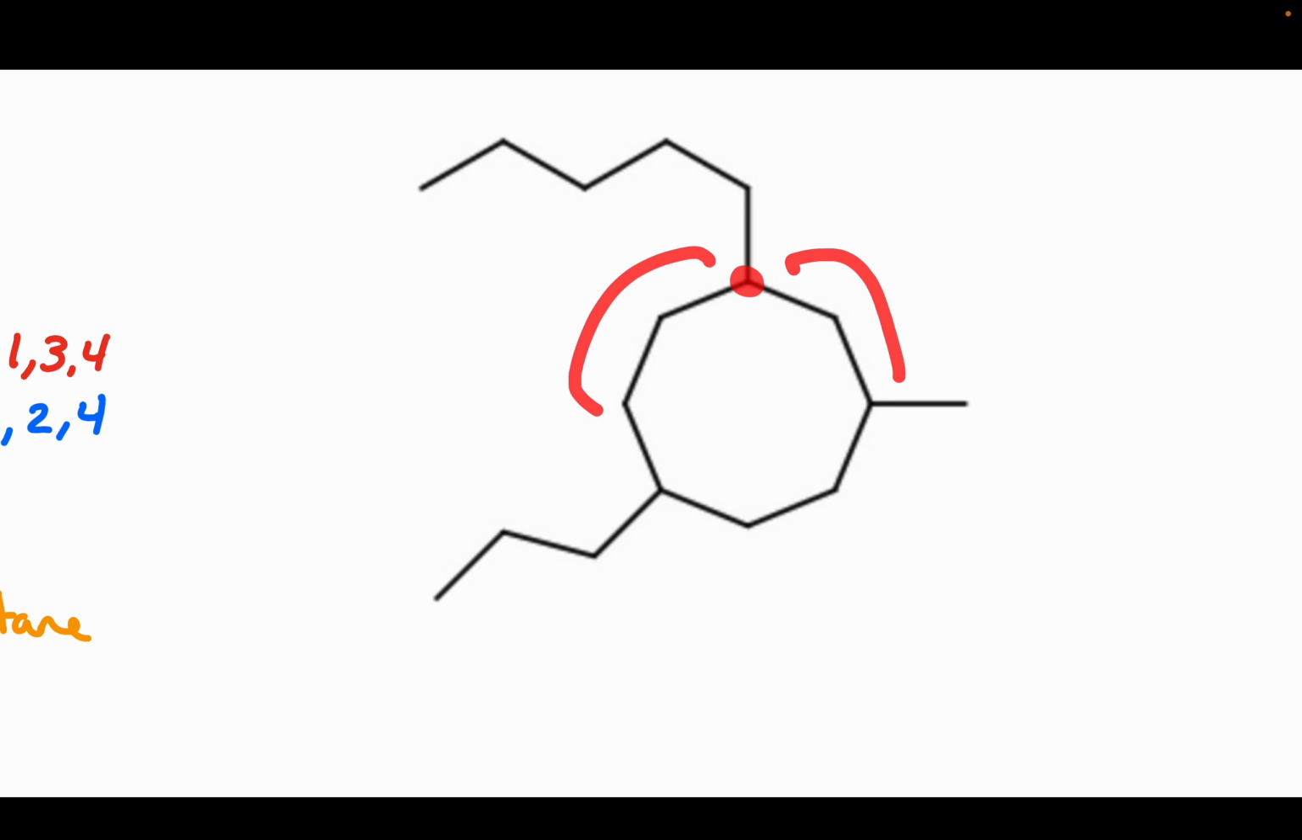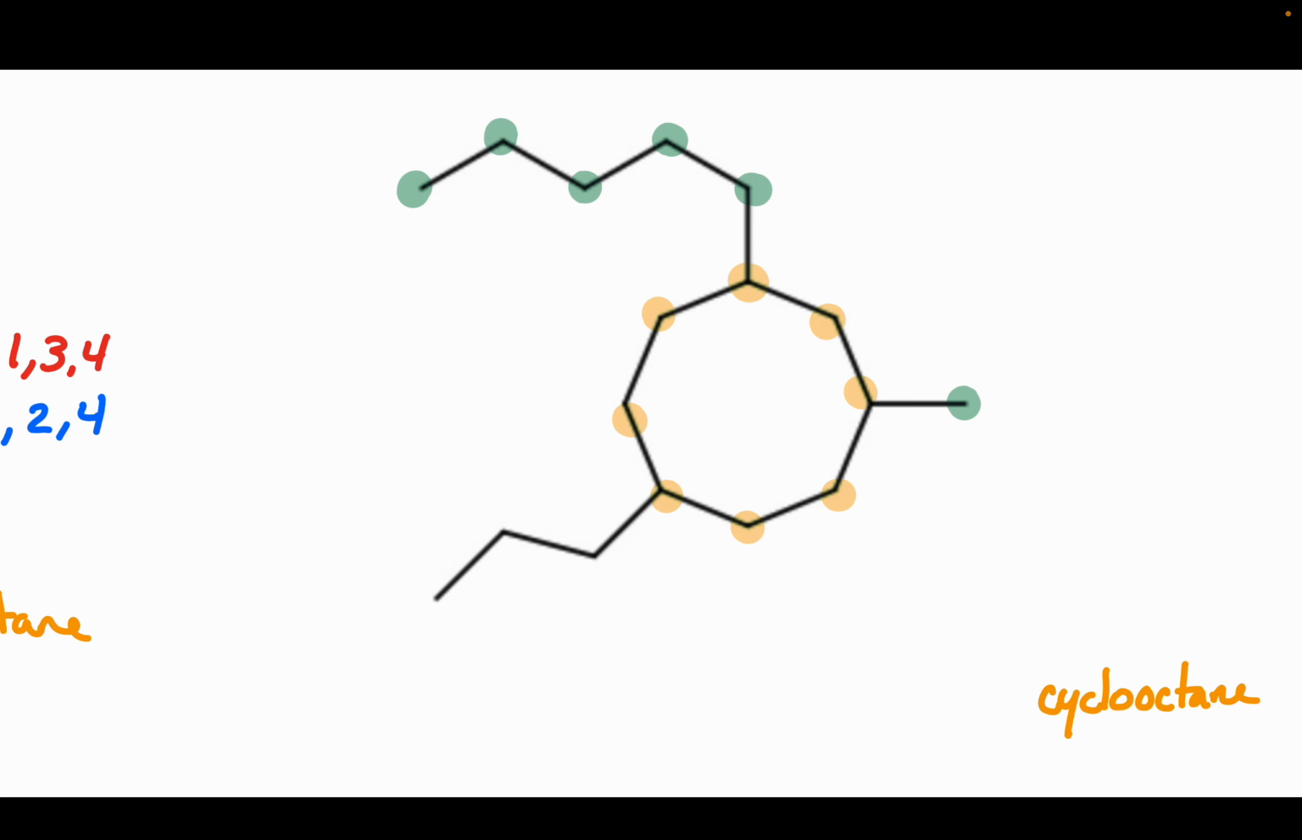Here, 3, 4, here, 5, 6. So there's like 6 different ways that you could number this thing. And if you're having trouble seeing the correct one, it's a good idea to just start listing them. My ring is going to be 1, 2, 3, 4, 5, 6, 7, 8 carbons, so I know my parent chain is a cyclooctane. We can identify our substituents: a pentyl, a methyl, and a propyl.